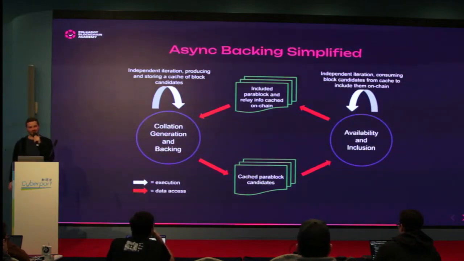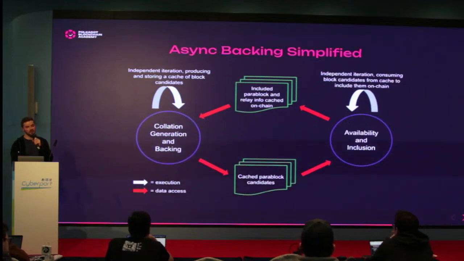All right, I see no hands raised, so I'll move forward. That is prospective parachains. That is our bottom green element here, cached parablock candidates. That is our prospective parachains, our fragment trees. And then which structure did I omit entirely from this diagram?